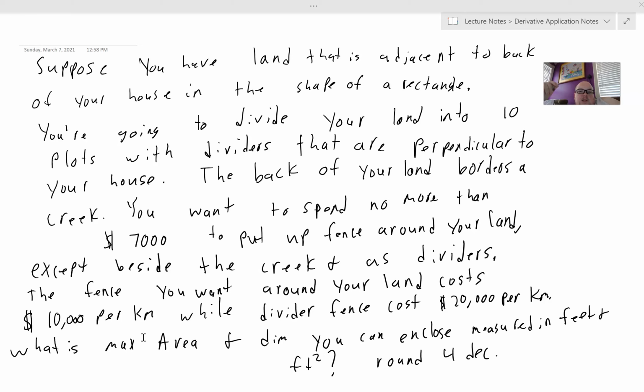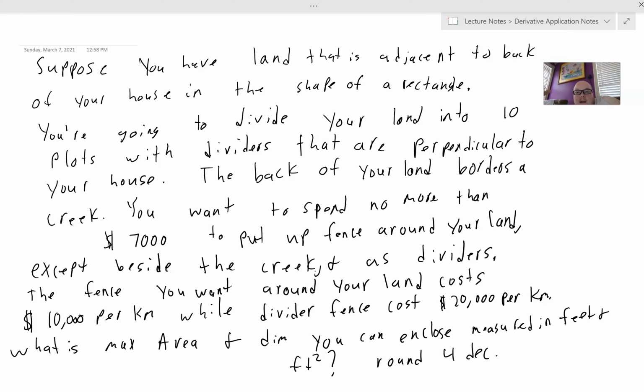Suppose you have a land that is adjacent to the back of your house in the shape of a rectangle. You're going to divide your land into 10 plots with dividers that are perpendicular to your house. The back of your land borders a creek. You want to spend no more than $7,000 to put a fence around your land, except beside the creek, and as dividers. The fence you want around your land costs $10,000 per kilometer, while the divider fence costs $20,000 per kilometer. What is the maximum area and dimensions you can enclose measured in feet and square feet, round to four decimals?